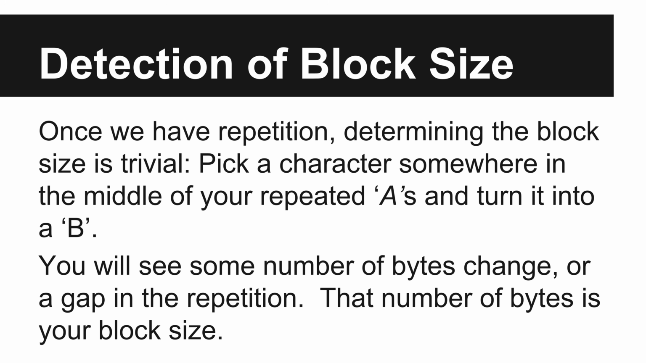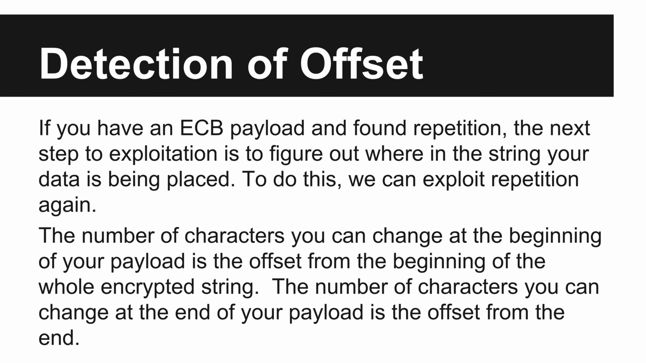Once we have repetition, figuring out the block size itself is trivial. Just change one of your A's to a B, then you'll see a gap in that repetition. The size of that gap tells you the block size of the cipher. Once you know all that, you can use repetition to figure out exactly where you control data.